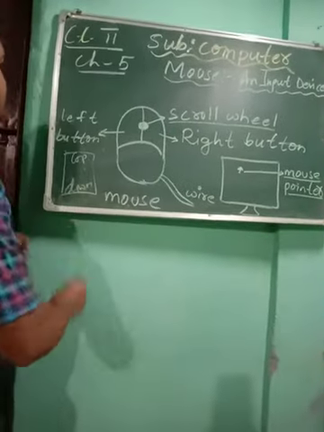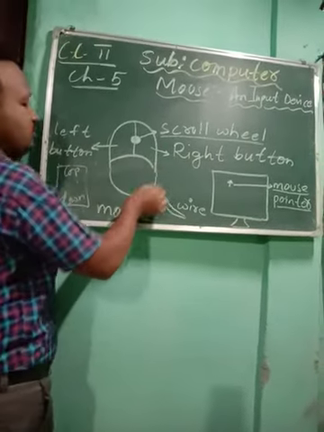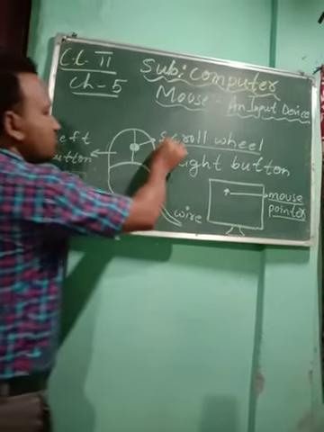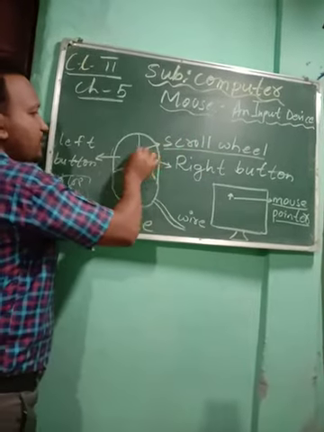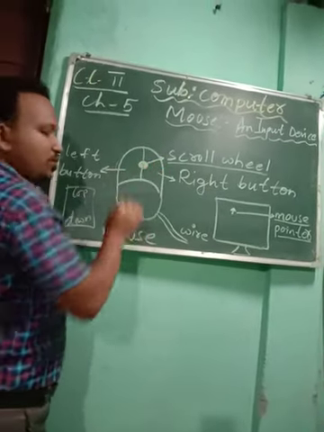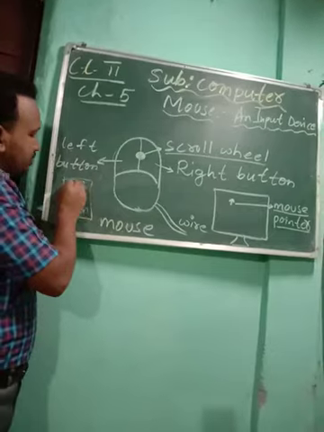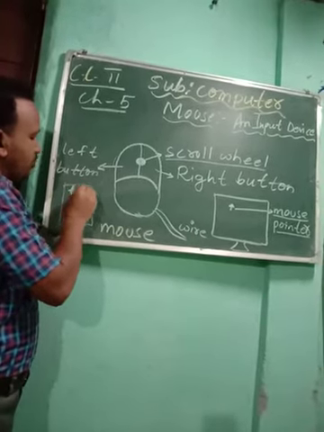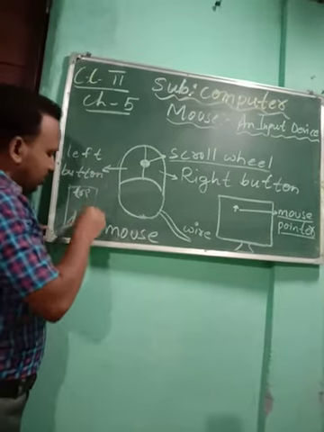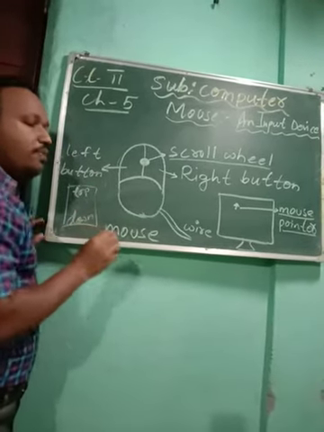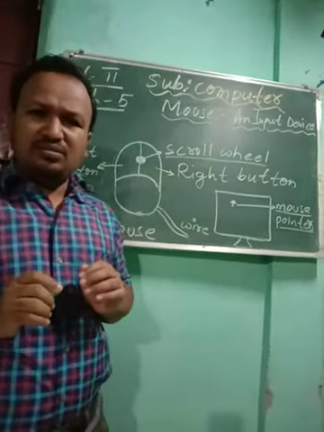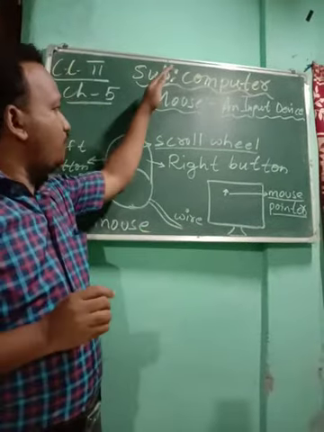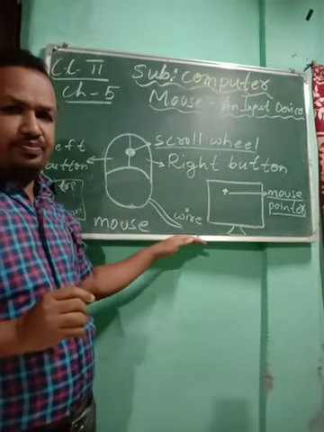Once more, I will tell you about the parts. So this is your mouse. The mouse has a scroll wheel. When you move this small wheel, what will happen? The page moves, you can go to the top, you can see the down part of your page, what you have done. So by scrolling, you can go upward and downward.